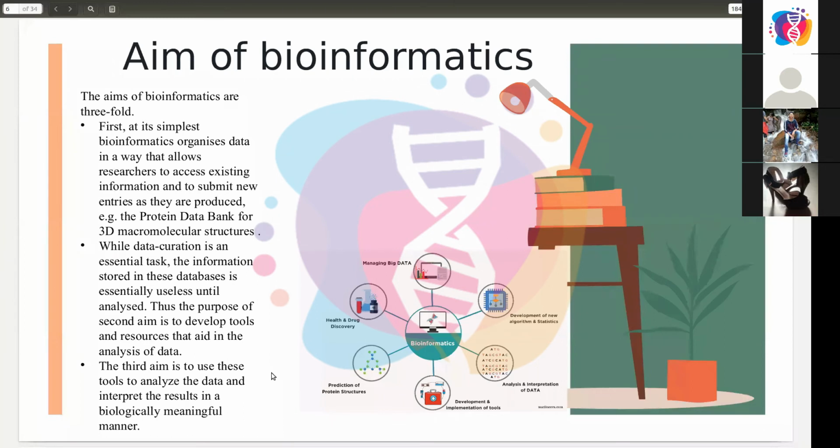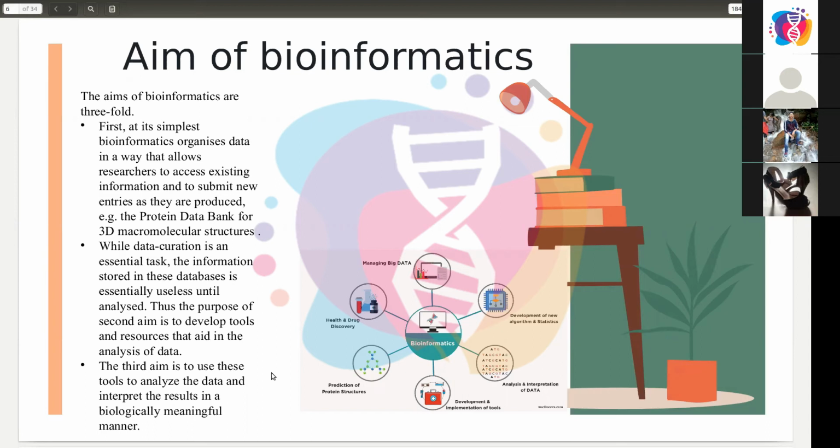So you need to have your database management skills in place, which will help you collect the data, organize the data, and put it in a format where it is easily extractable for people. That is currently being done through different databases like NCBI, the Protein Data Bank for 3D molecular structures, and Ensembl, which provides you with structures as well as sequences, right? So that is the first aim of bioinformatics, wherein even if you don't generate new data, you can work with the existing data that is there.